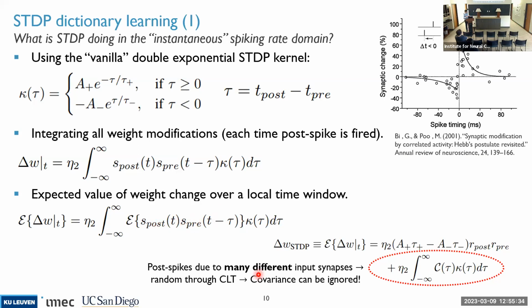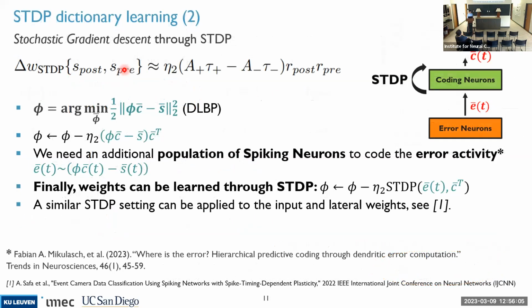Well, in a real spiking neural network, since each neuron receives input from many other neurons, you don't have only one source; you have many sources that cause the output neuronal spikes. The postsynaptic activity can in fact be considered independent of each individual presynaptic activity, simply because of the central limit theorem. And so for that reason, we can safely ignore this covariance term.